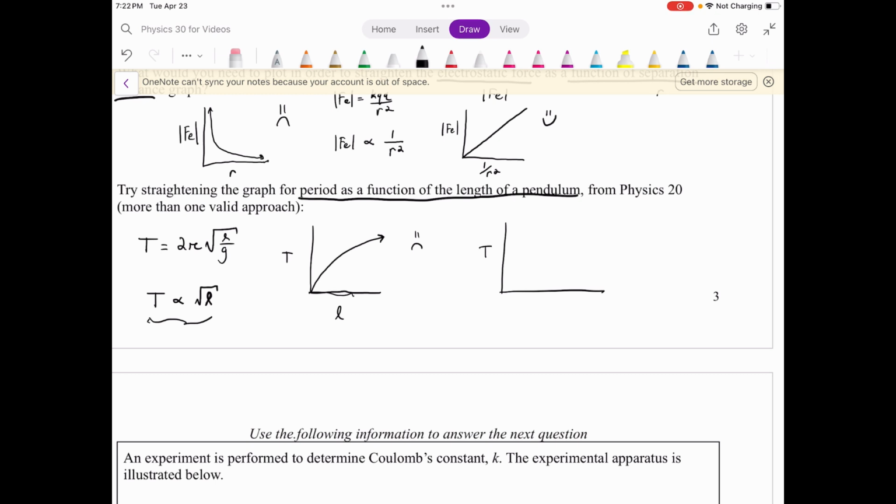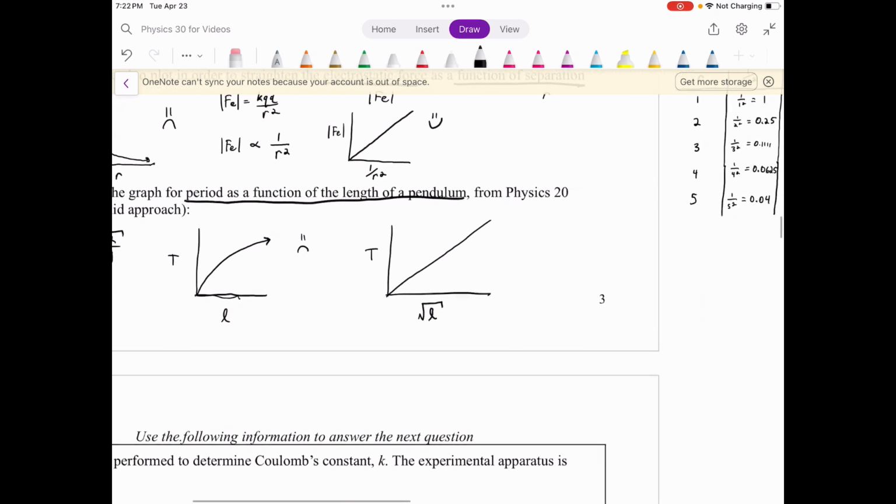Put period on the y-axis, and instead of just putting the length of the pendulum on the x-axis, put the square root of the length on the x-axis. And that will give you a straight line, right? And now, when this increases by some factor, it's already been square rooted, and our period will increase by the same factor, giving us that straight linear relationship.